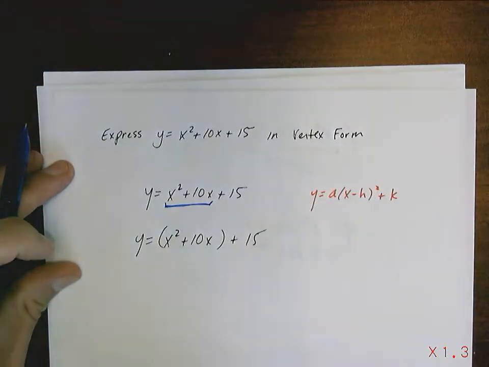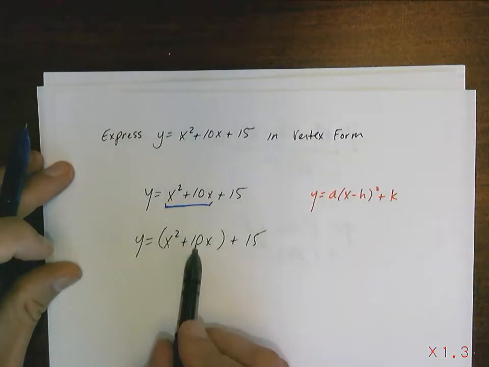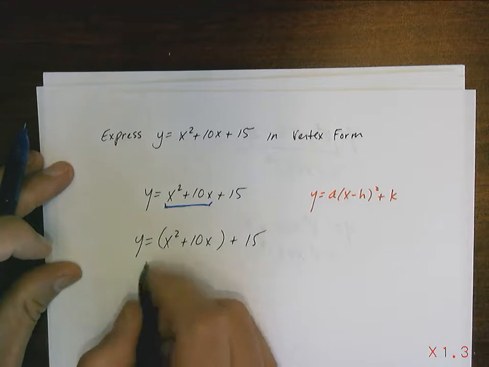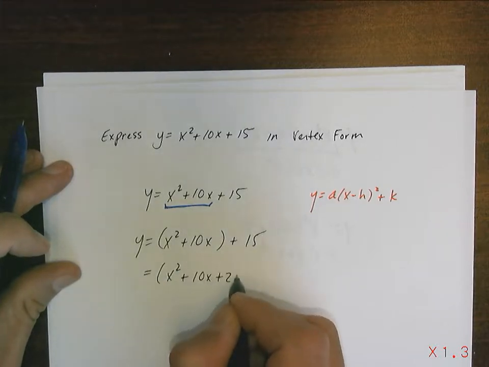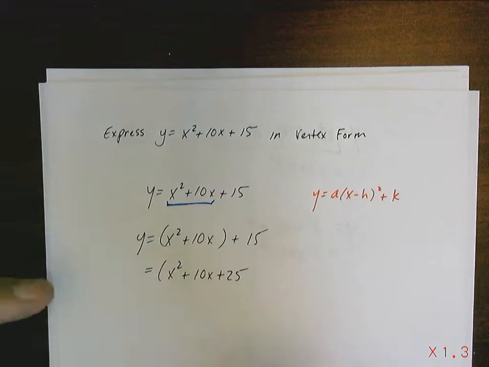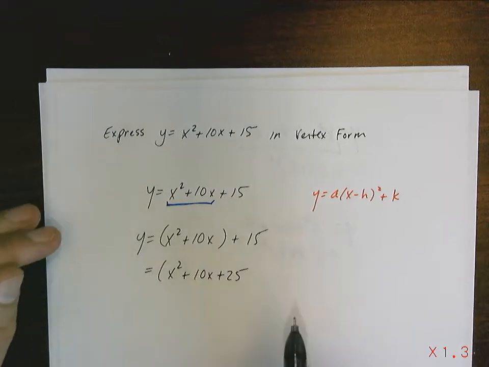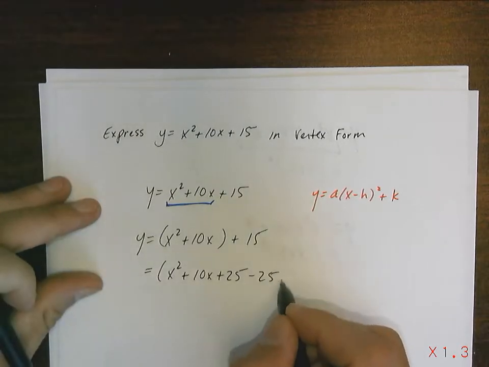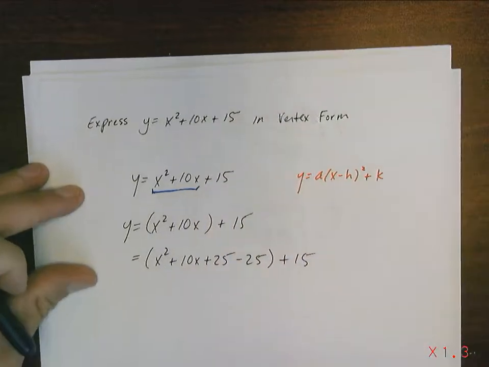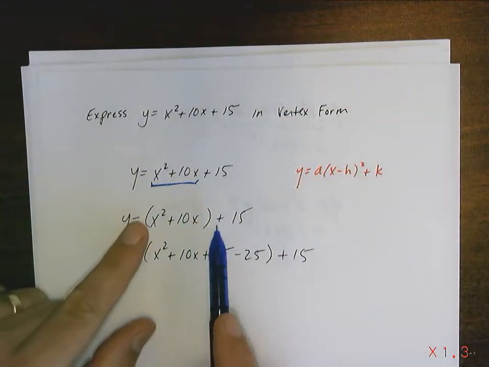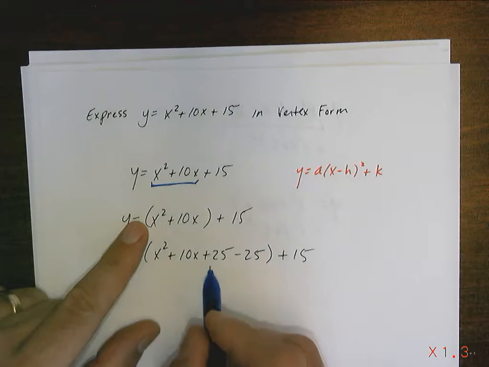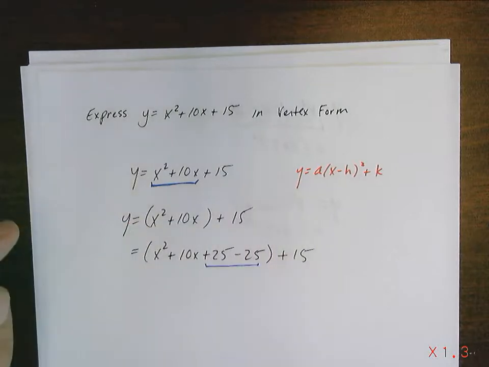Then what I do is I come up with the magic number. The magic number is half of 10. So I'm going to take that magic number and square it. But there's a problem here. If I just willy-nilly add 25 to something, I'm changing it mathematically. So I need to also put in negative 25. So basically what I've done here is I've magically grouped these two, which is fine. I left the 15 on the outside. And I'm going to add and subtract 25 so that I'm not changing the equation.